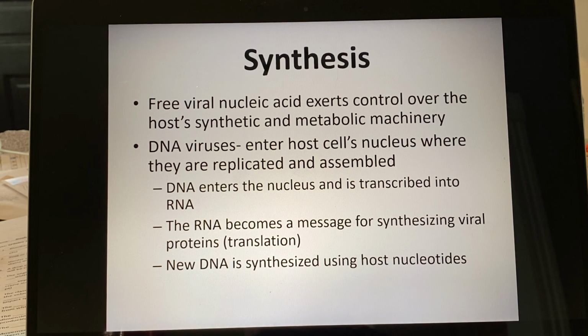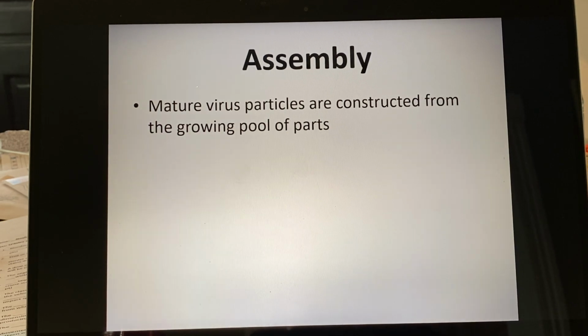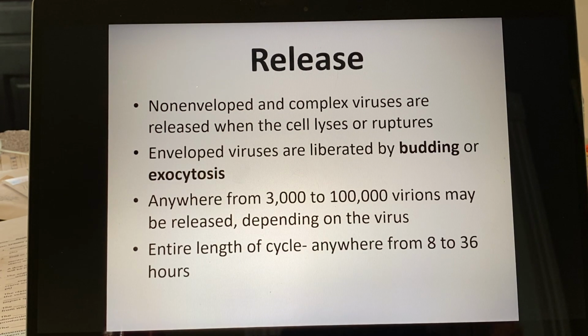So what's happening is it's making new capsomeres, which can then be put together into a capsid. It's making new spikes. It's synthesizing more of its DNA or RNA. Now you have all of the parts, okay? The next step is you put them all together into actual mature virus particles. And then finally, the last step is release. And this can happen a couple of different ways.